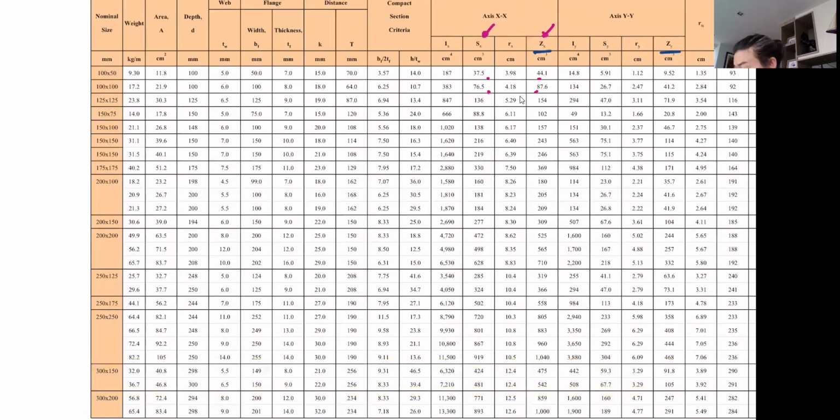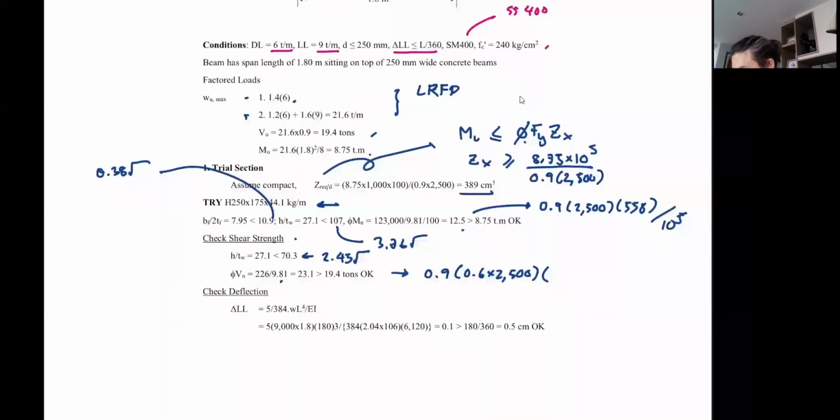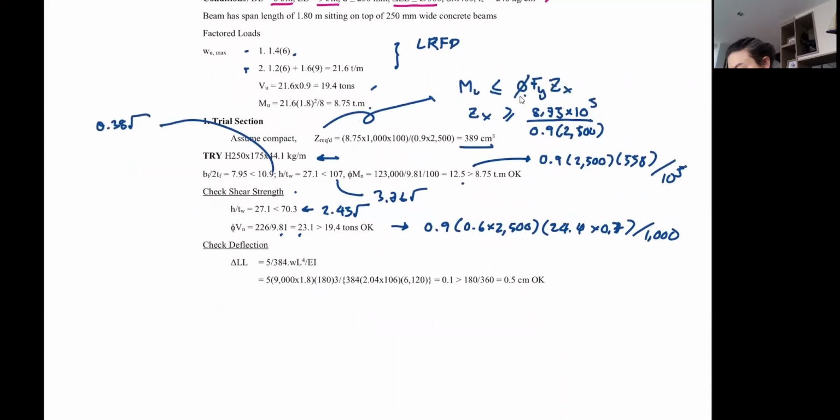All right, so it's this one. Depth 244 and T web 0.7 millimeters. So here is 24.4 multiplied by 0.7, divided by 1,000. You get tons, and it's going to be close to this, but it's not an issue, so we are fine. And the next one is the serviceability criteria, which is the deflection.